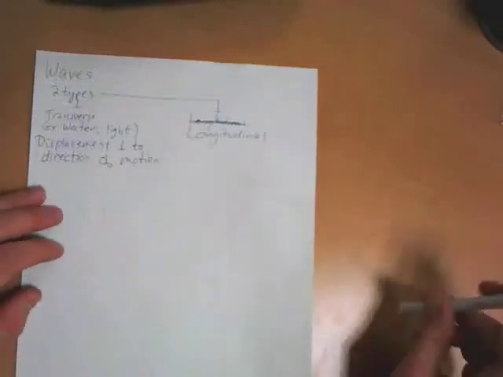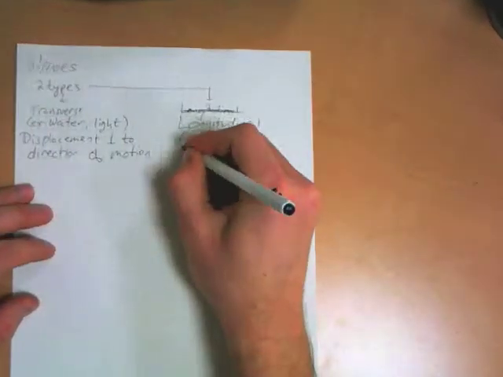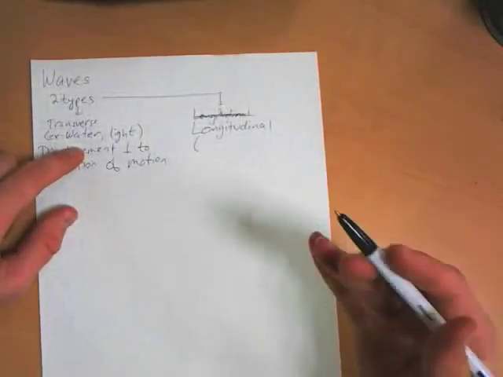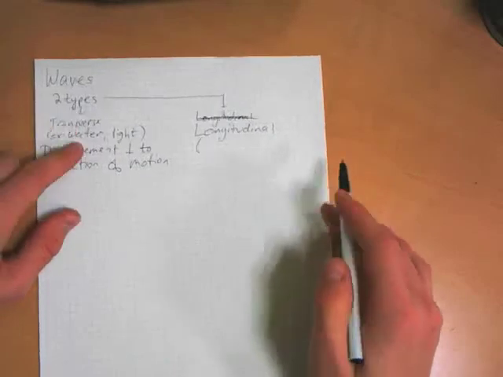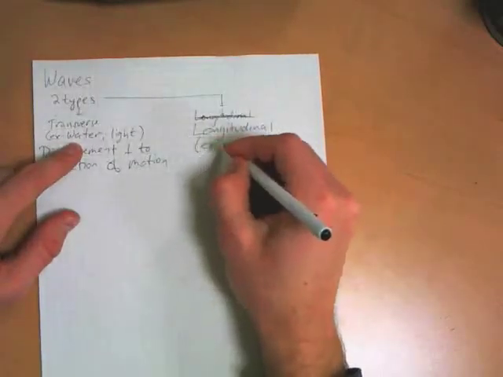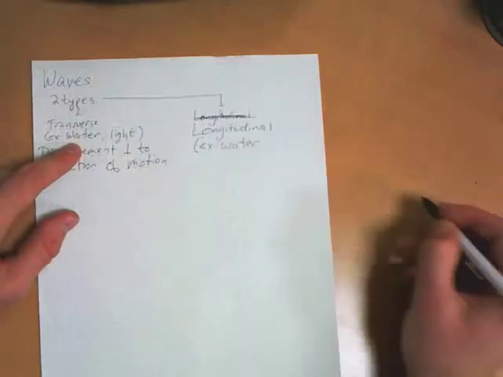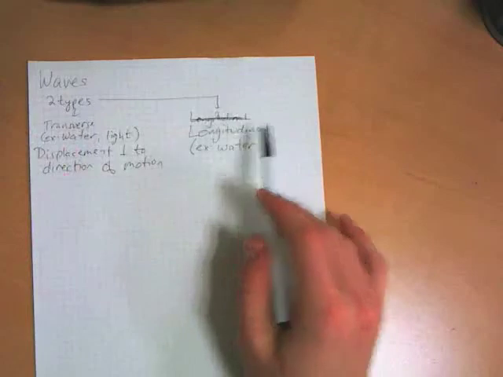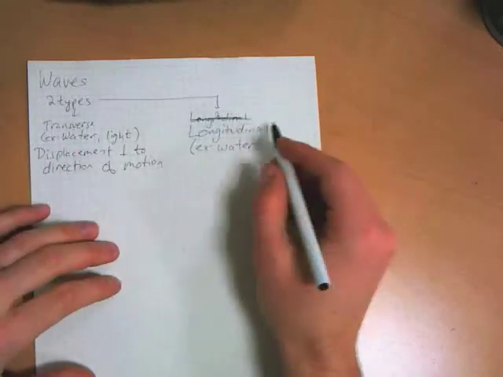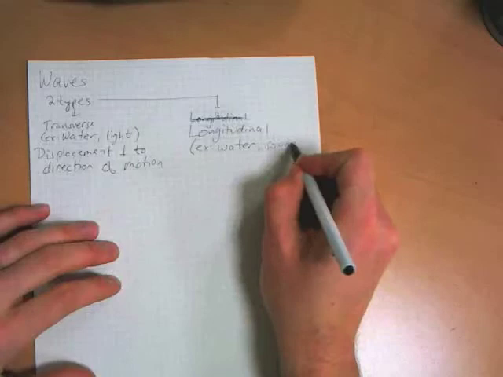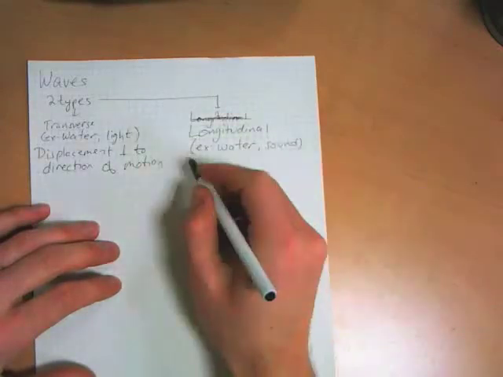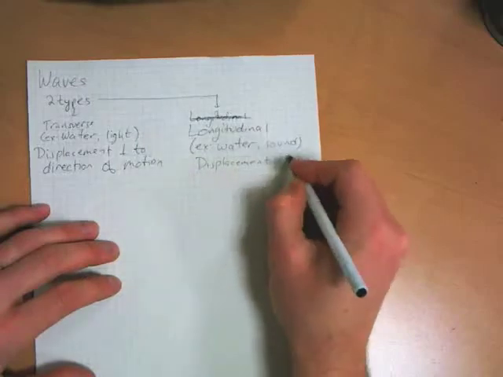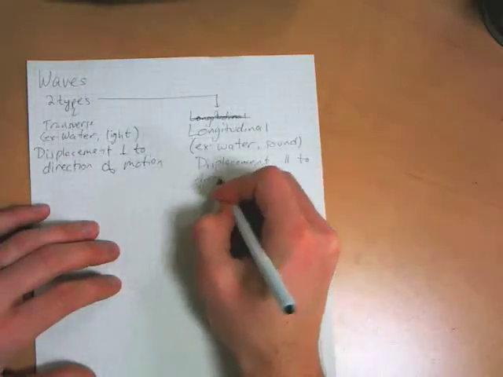That's a transverse wave. Water is like that because water waves head toward the shore, but the water is moving up as it goes. Water waves are also longitudinal because underneath the surface, in longitudinal waves, the displacement of particles is parallel to the direction of motion. Water and sound are examples of longitudinal waves. Displacement is parallel to direction of motion.